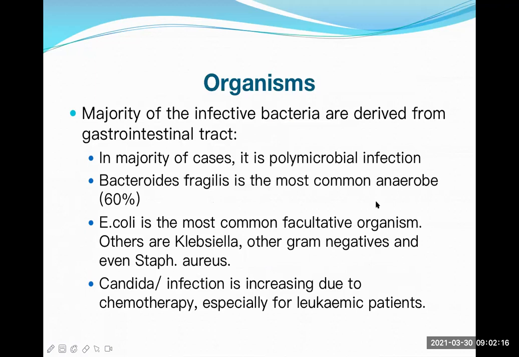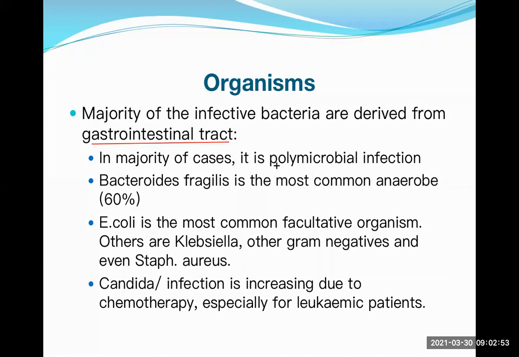Now, what are the microorganisms that are responsible? Remember, we are talking about pyogenic abscess. So these are all pus-forming bacteria. The majority of the infective bacteria are derived from the GI tract in this case. Of course, look at the blood which is going to the liver through the GI tract. The portal circulation collects all the blood from the GI tract and takes it to the liver. Also through the CBD, these organisms may ascend up towards the liver. So most of these are GI tract organisms.